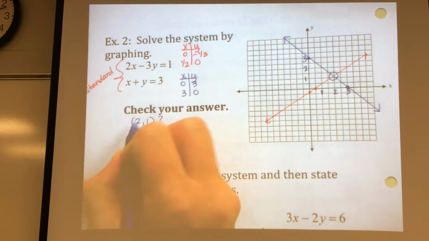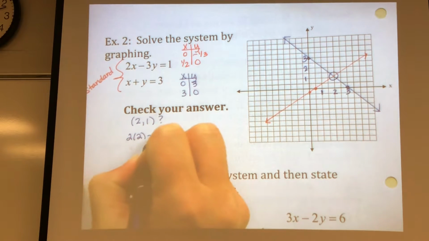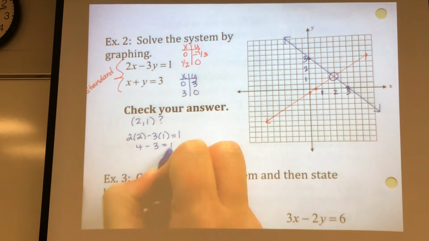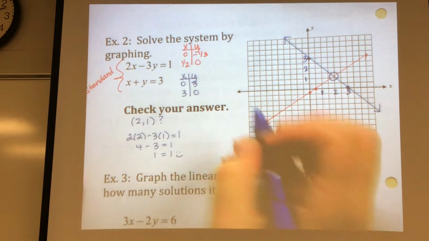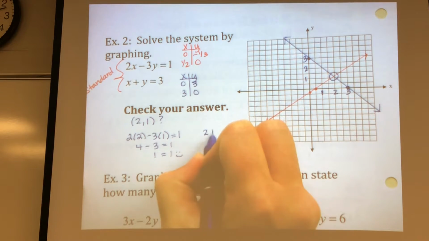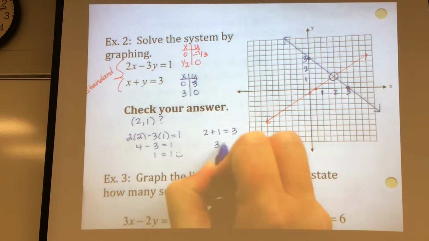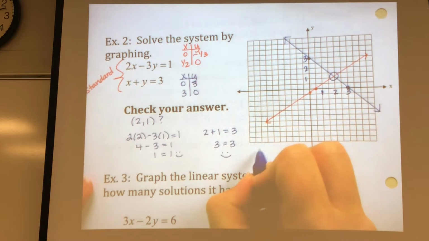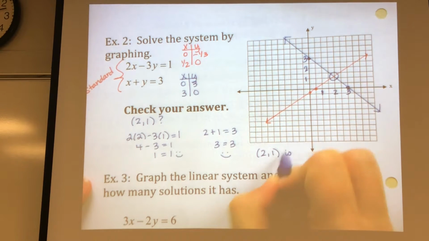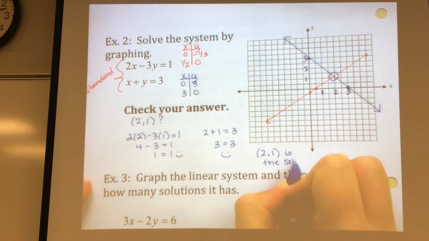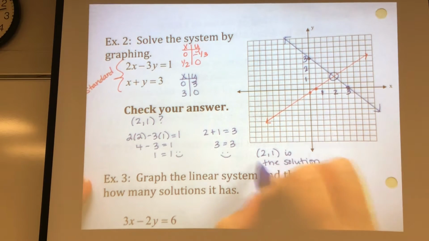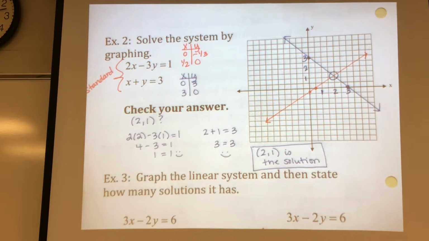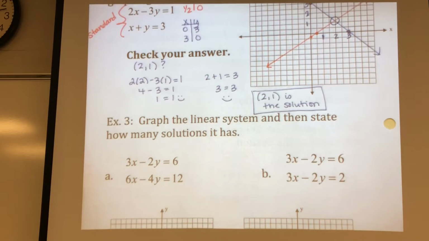So when it says check your answer, I'm going to take 2 times 2 minus 3 times 1. We have 4 minus 3. So it does work in the first one. That's good. And then 2 plus 1 equals 3, checking it in that second one. And it works in that one. So 2, 1 is the solution. And maybe it crossed exactly at 2, 1 on your graph, but it is hard to tell when you're graphing where it crosses. So it's always important to check your solution after you find it.